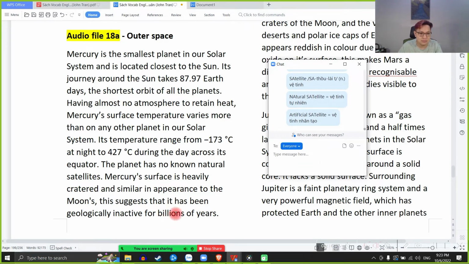So the planet has no known natural satellites. Tiếp tiếp đi. Mercury's surface.